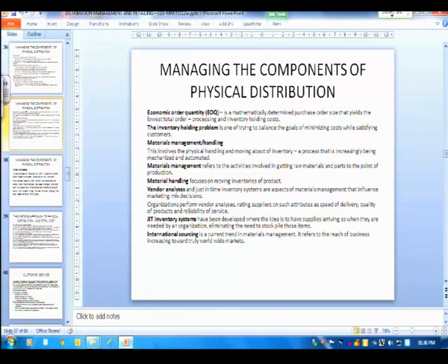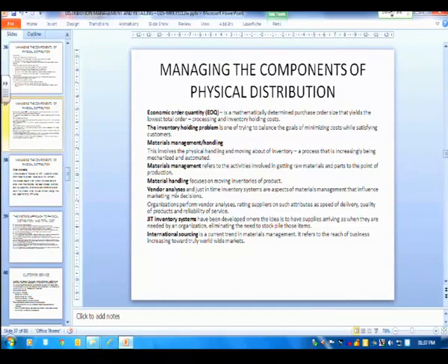Economic order quantity, commonly known as EOQ. This is a mathematically determined purchase order size that yields the lowest total order processing and inventory holding costs. The inventory holding problem is one of trying to balance the goals of minimizing costs while satisfying the customers.